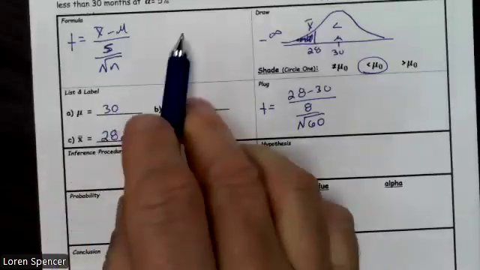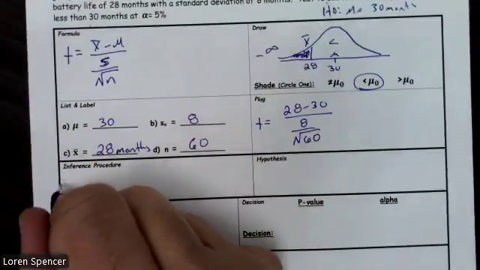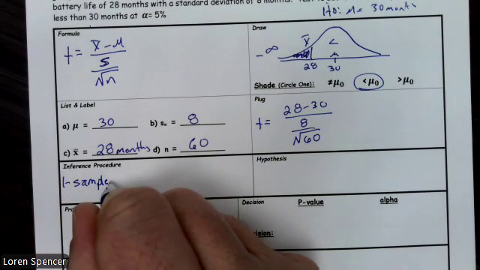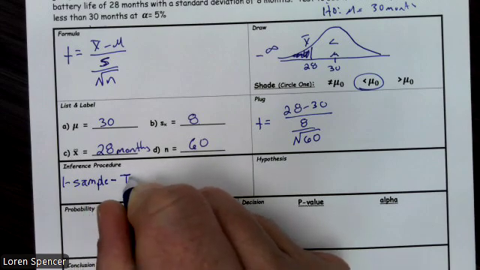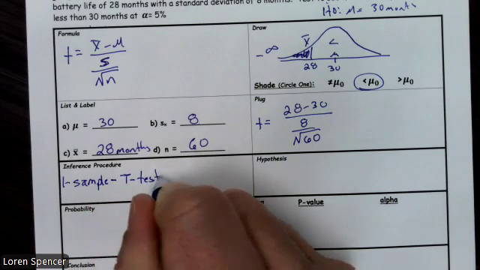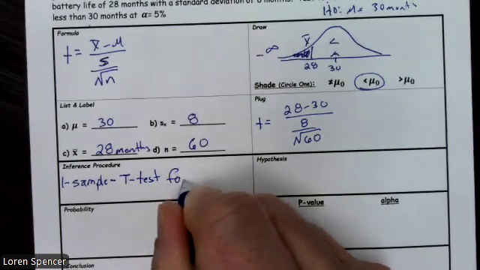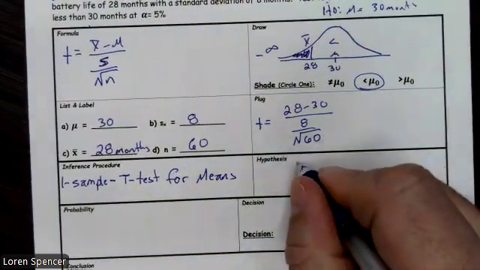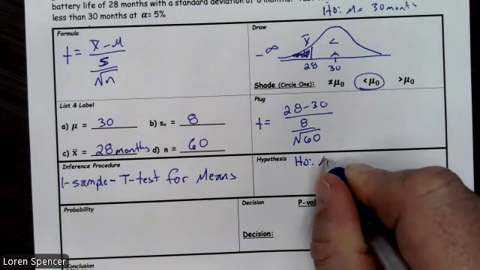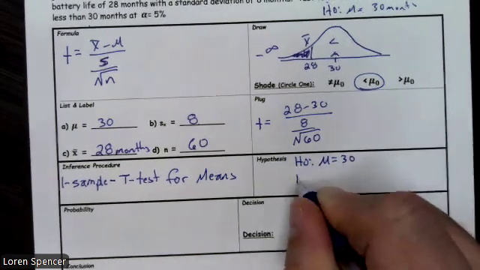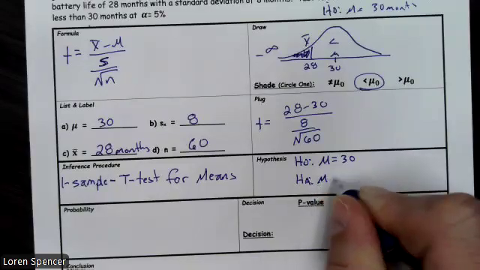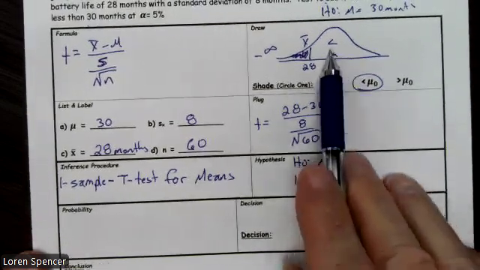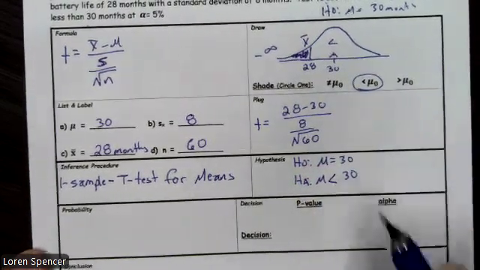Our inference procedure, well, we only have one sample. They only did this once. They have a one sample, and we're using a t distribution. So one sample t, and we're running a test, a t-test, and we're testing for means. Our hypothesis is what they initially claimed. They're claiming that the true population mean is 30. Our alternative will always be set up exactly the same. We just need to change our inequality. And in this case, as they said, it was less, so we're going to use a less than symbol.